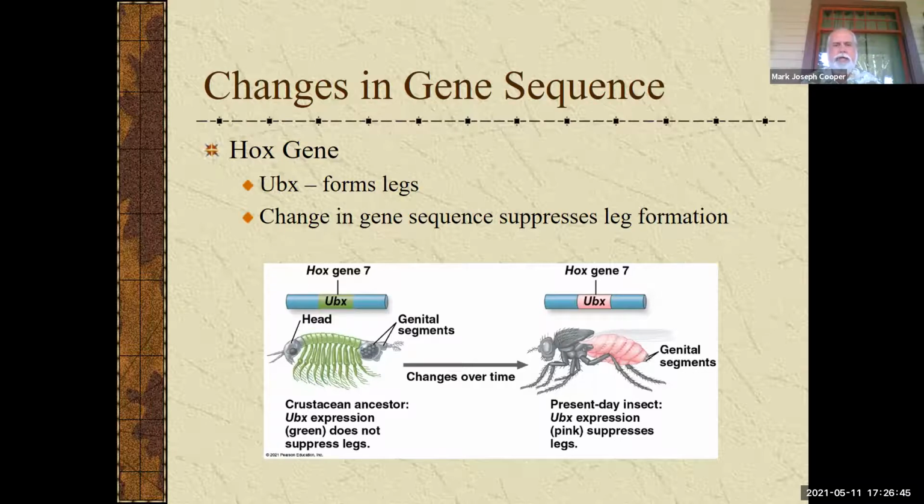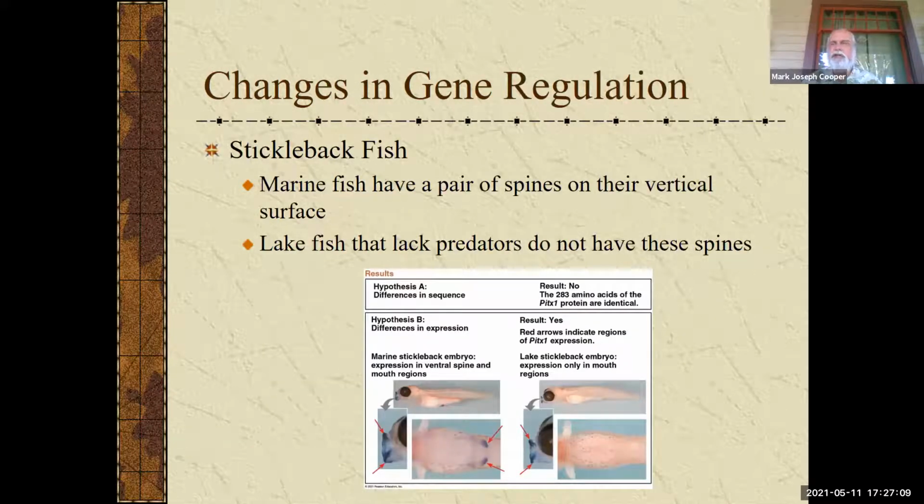So the green one does not suppress the legs, but the pink one actually does. And so we can go from an early crustacean that has multiple legs, and then you get up to a fly, which then has only 6 legs. So again, these little changes in gene structure have big consequences in the phenotypes that we see. And the gene itself doesn't necessarily have to change. It can be just the regulation of it, on when you turn it on and off.